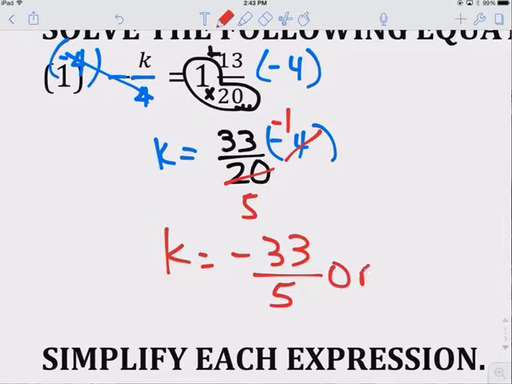Or negative 6. It divides into there 6 times, right? Yeah. With a remainder of 3, correct? Over 5. That's remainder 3, right? Yeah. You guys see that? Yeah, yeah. Your remainder is always your numerator.